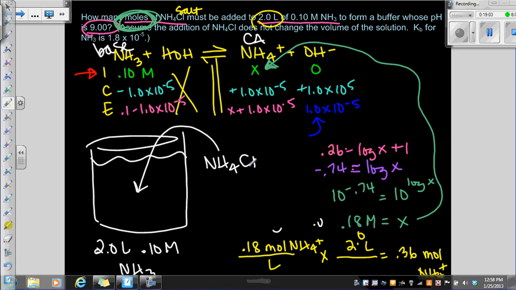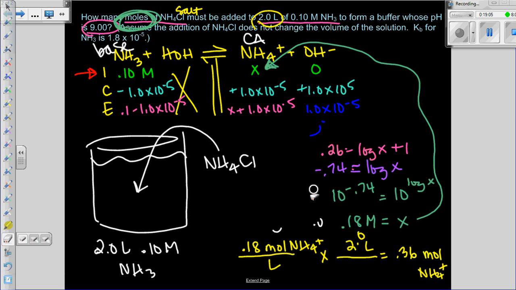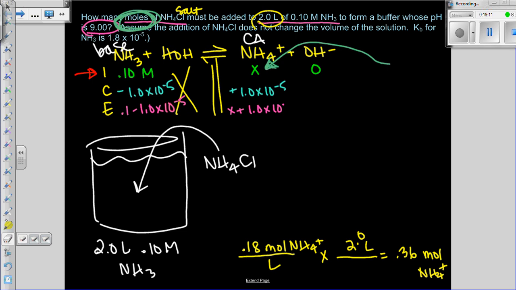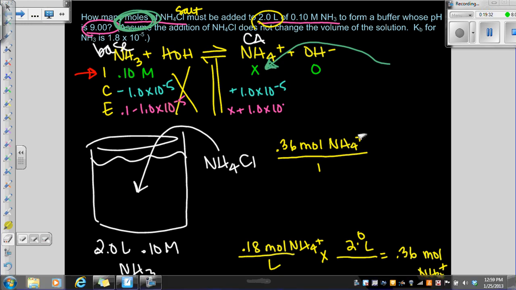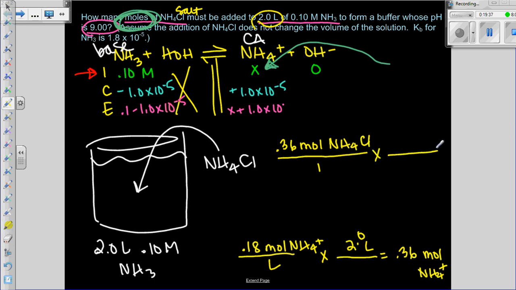So what I would need to do, if I wanted to actually make this buffer to be able to use in lab or for whatever reason, I would take my 0.36 moles of ammonium. Now that's a 1-to-1 ratio with my chloride ion, so I really have that many moles of ammonium chloride. If I had 2 moles of one of the ions, I would have to do stoichiometry to figure that out, but I don't.